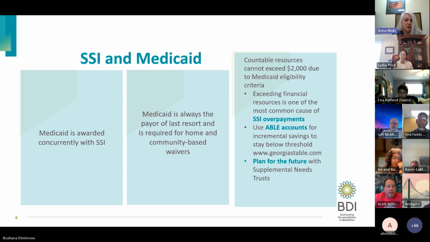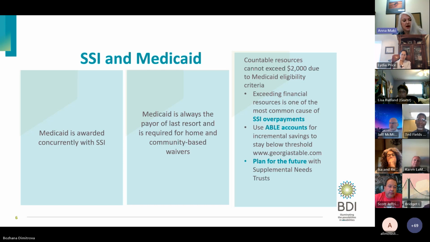Again, you can't have any more resources than $2,000. And this is why we have things like special needs trusts and ABLE accounts when you're thinking about the long-term life care planning over the individual's life, because they're always going to need to maintain that Medicaid eligibility. And that resource cap, $2,000, hasn't changed in more than 30 years. And I don't see that it's going to change anytime soon. You can't even save up for a trip to Disney World with $2,000. So what do you do?